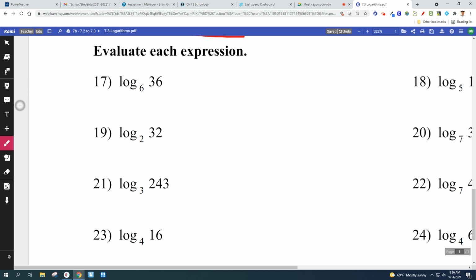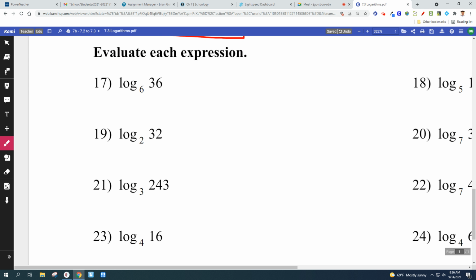Now, the hardest part is when we come to evaluating each expression. At some point, when you're good at this and it really sinks in that a logarithm is equal to an exponent, you'll be able to skip some steps and do some of these in your head. You're probably not there yet. But log base 6 of 36 is easy once you know that the answer is the exponent. The answer is an exponent.